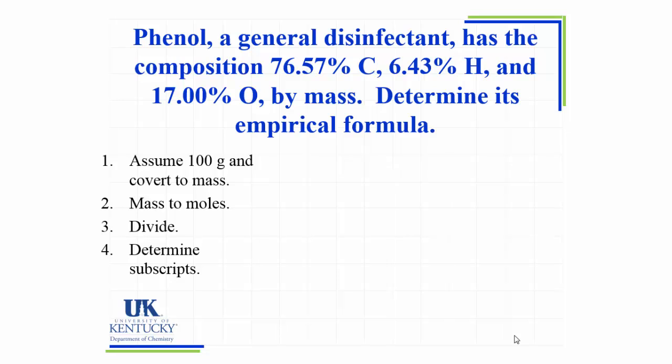Let's look at an example with phenol. It's a disinfectant which has the composition of 76.57% carbon, 6.43% hydrogen, and 17% oxygen by mass. The first thing we need to do is assume a 100-gram sample and convert to mass. Then we're going to convert from mass to moles, divide, and determine subscripts. So the first step is very easy. Because we're assuming 100%, we can simply turn those percents into masses.